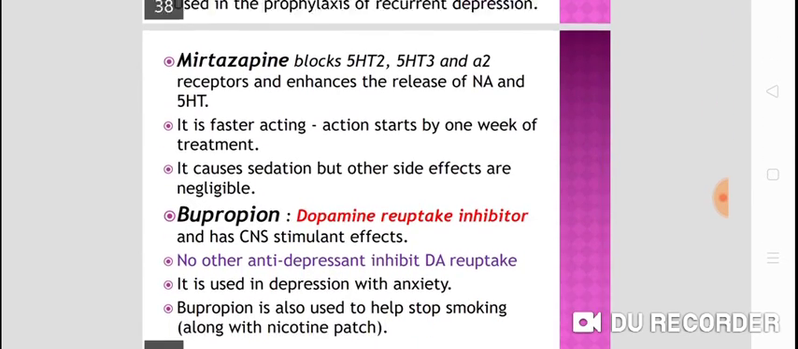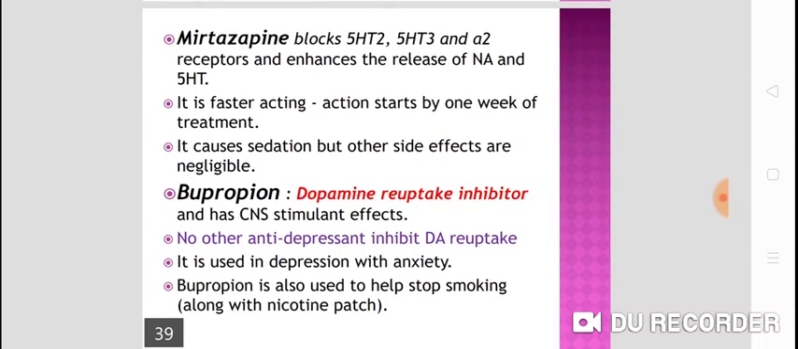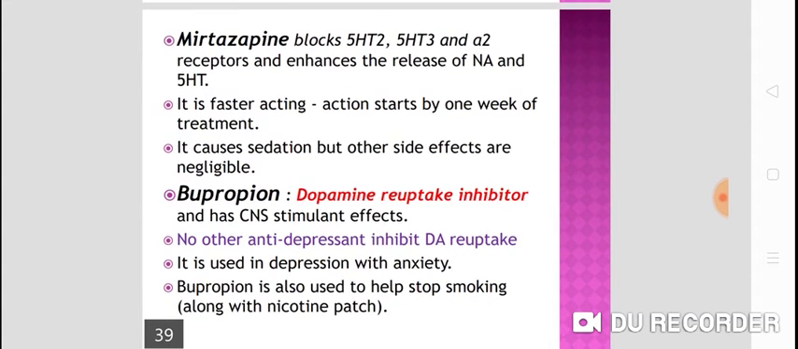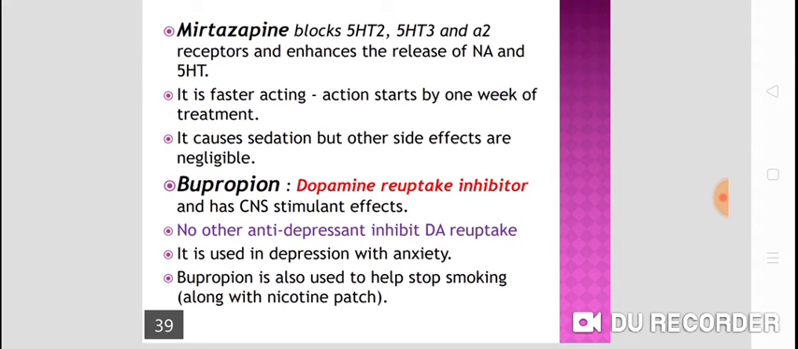The next drug is mirtazapine. It blocks 5-HT2, 5-HT3, and alpha 2 receptors, and that's why it enhances the release of noradrenaline and 5-hydroxytryptamine. It is a faster acting drug. Action starts by the end of 1 week of treatment. It causes sedation, but other side effects are negligible.